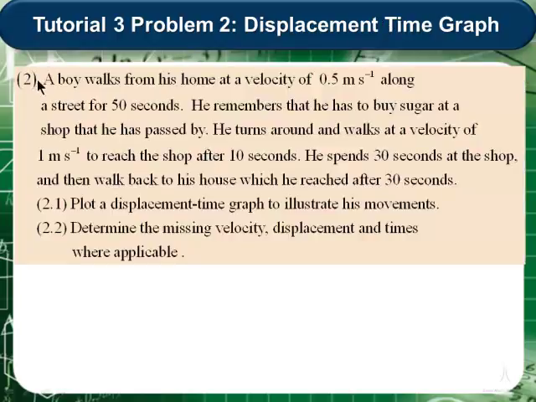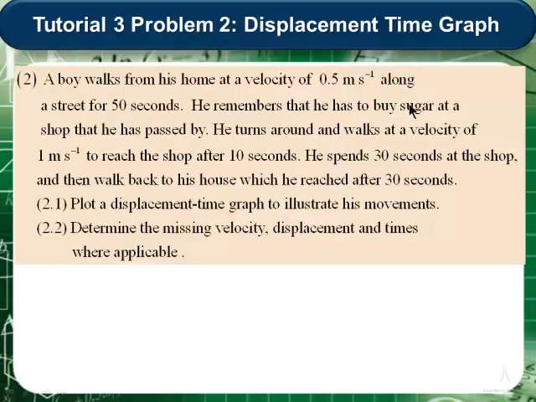We now look at the last problem in this video, where we consider displacement time graphs as an application of linear functions. This is the scenario. A boy walks from his home at a velocity of 0.5 meter per second along a street for 50 seconds. So meter times second to the power minus 1 can be written as meter per second.